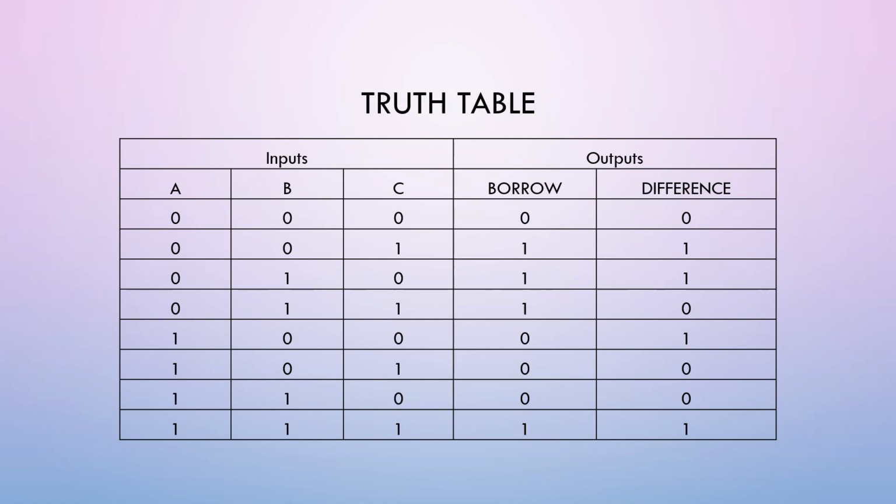When A alone is 1, difference will be 1. When A and C are 1, difference will be 0, borrow will be 0. When A and B are 1, difference will be 0, borrow will be 0. When all are 1, borrow will be 1, difference will be 1.